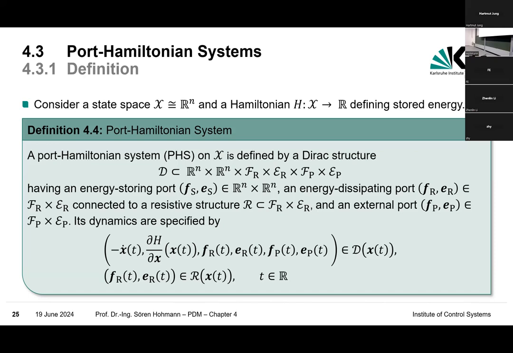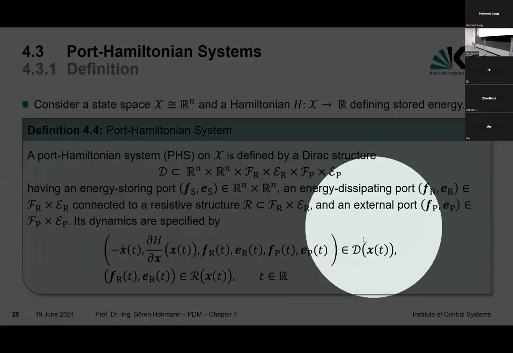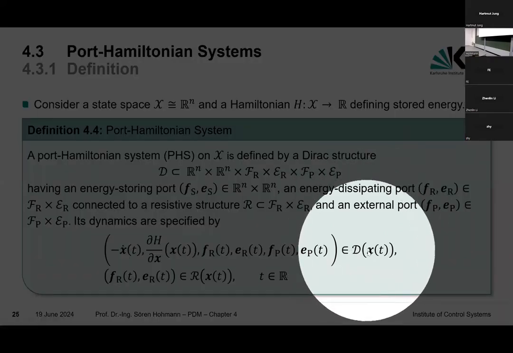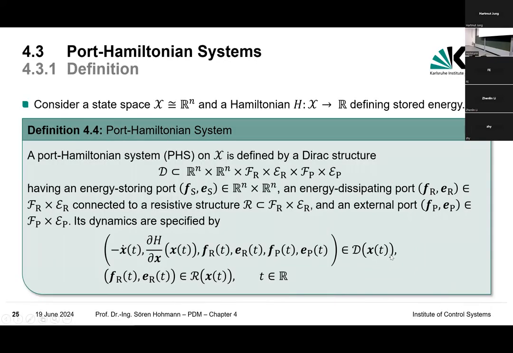We started with a very, very abstract formulation of the entire Hamiltonian system being a set of variables, flows and effort variables, of the external variables, flows and efforts, and the resistive flows and efforts, and then the storages, which are described by the states and the derivative of the Hamiltonian, which have to be included as an element in the Dirac structure. That's perhaps the most important part. And this is a geometrical perspective.